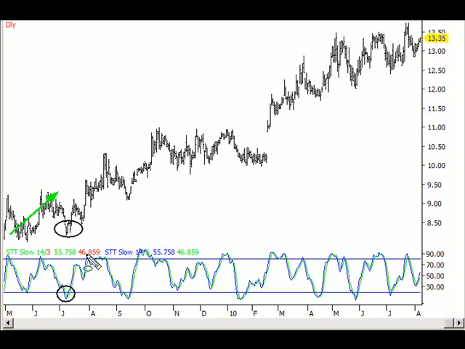Overbought is over 80, and oversold is down below 20. So you can see that point there was a very good turning point from the stochastic, okay? Then what do we have?